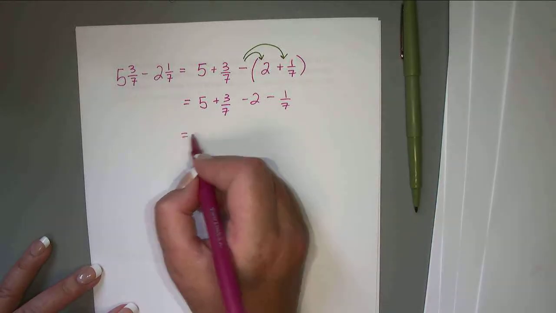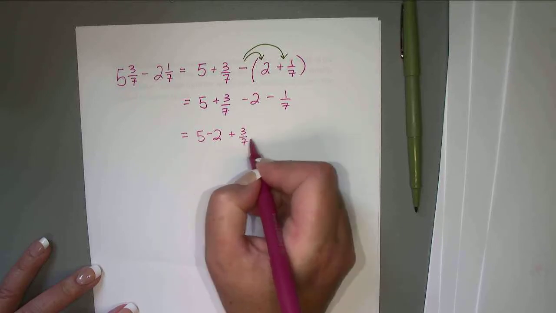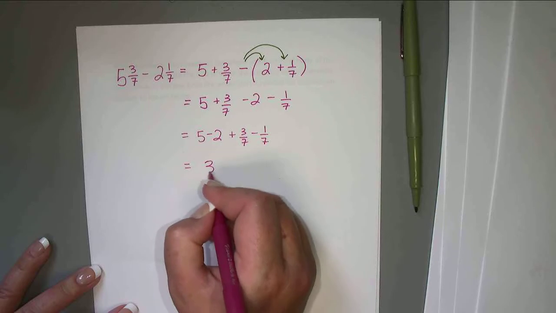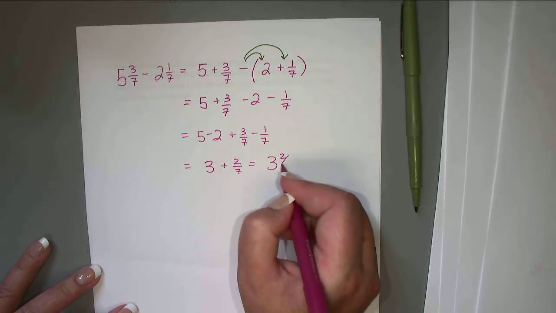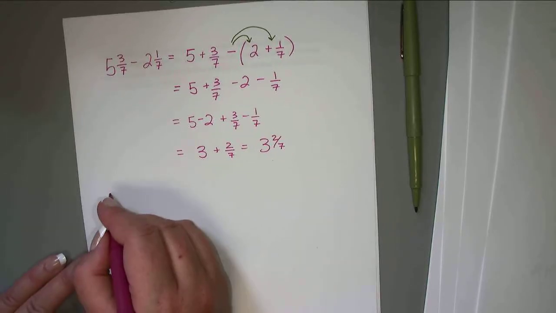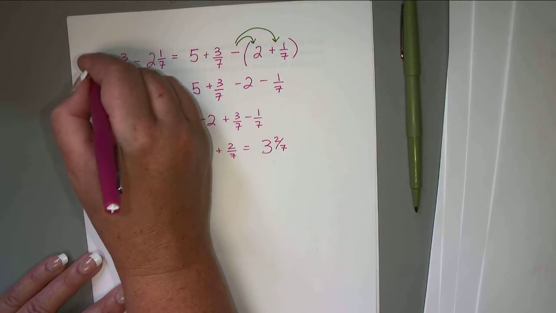Now we have 5 minus 2, which is 3, and we have 3/7 minus 1/7, which is 2/7. So we have 3 plus 2/7. And I just made the first one work nicely. So the second one, I'll show you what I mean by the borrowing we talked about.